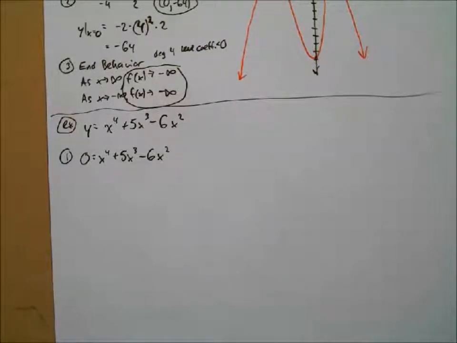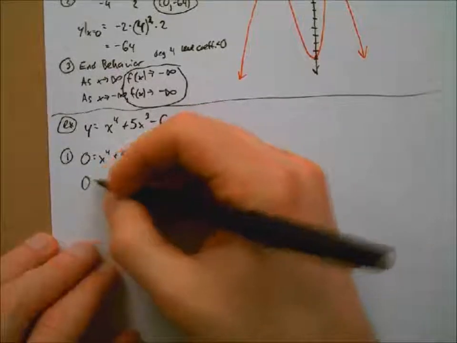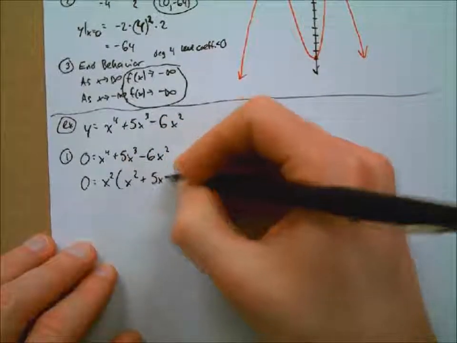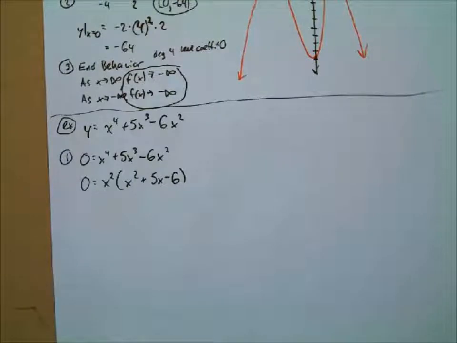Riley, since you said factor, can you identify something we could do here to start factoring? What's a strategy we could use? Or what's something we could take out? X squared. Okay, so it's a GCF, exactly right. So we're going to use that GCF to factor it out. We're left with x squared plus 5x minus 6.